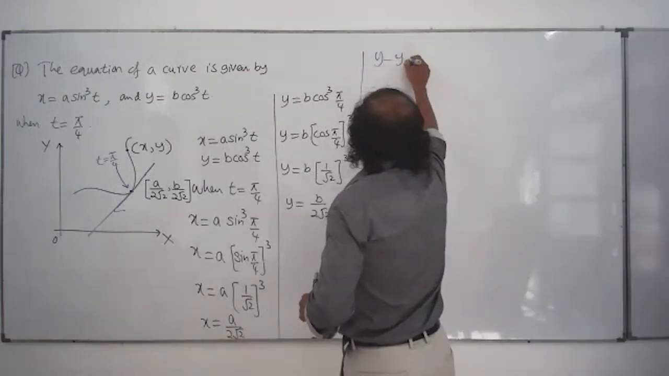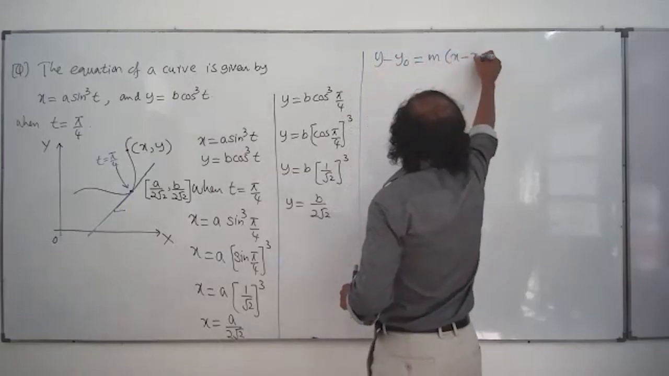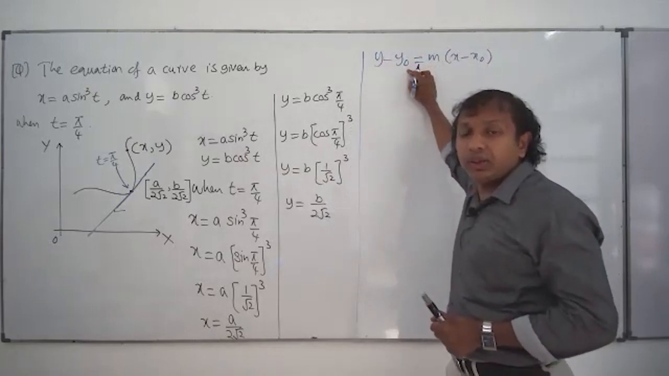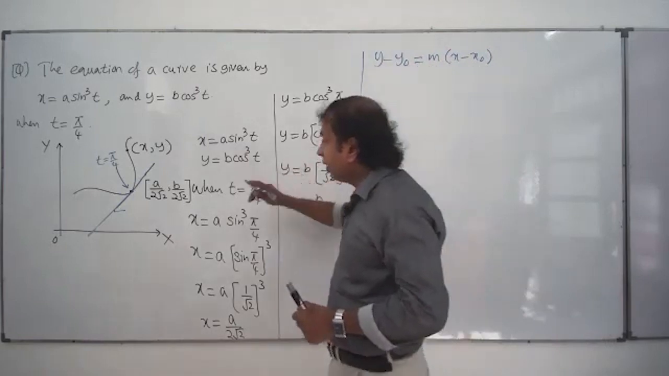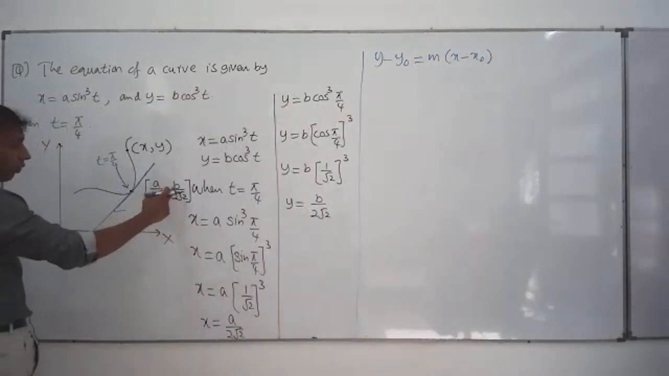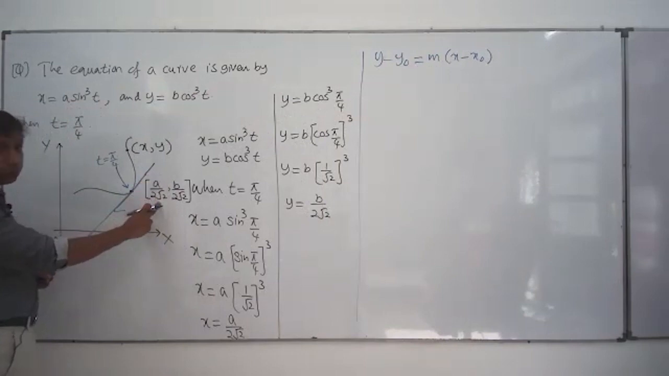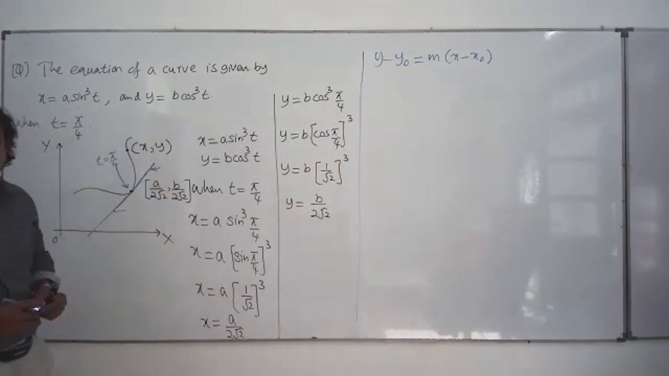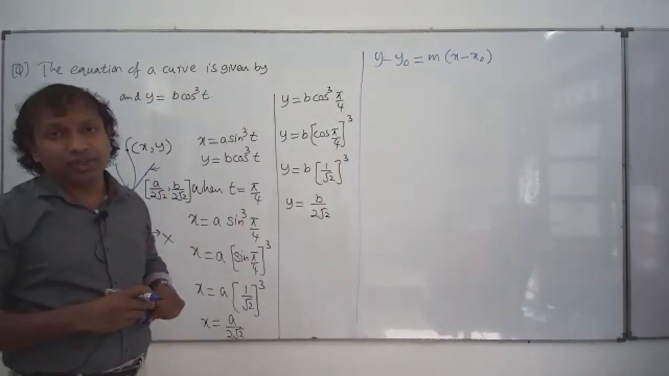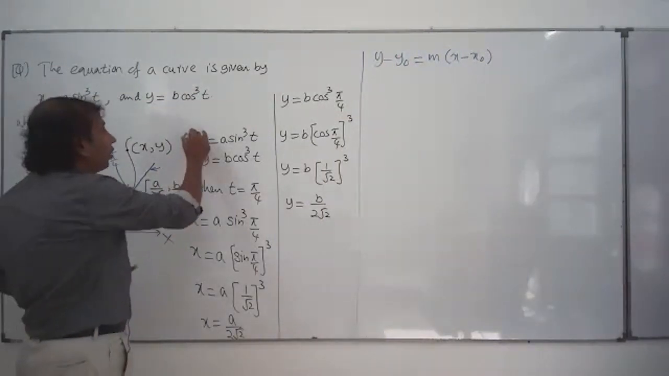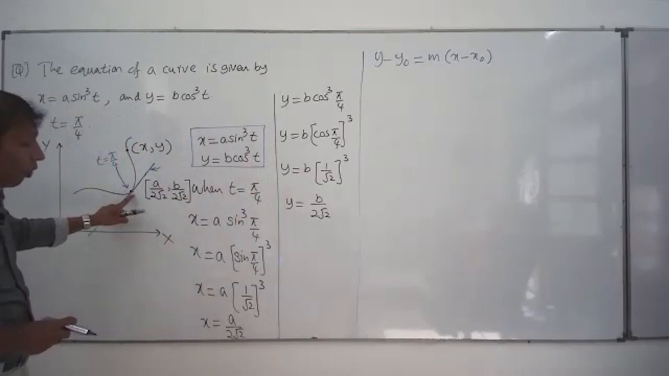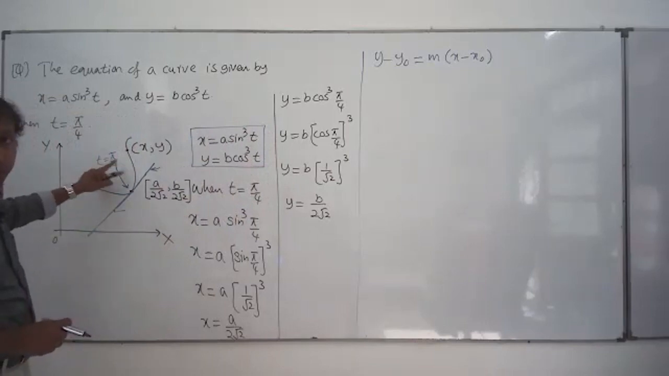using this relation y minus y naught equals m times x minus x naught. Here x naught, y naught should be a point on the line. As that point, you can take a over 2 root 2 as the x coordinate and b over 2 root 2 as the y coordinate. Now we need the gradient of that. Gradient means dy by dx. Now by differentiating x and y, you have to find dy by dx at this point corresponding to t equals pi by 4.